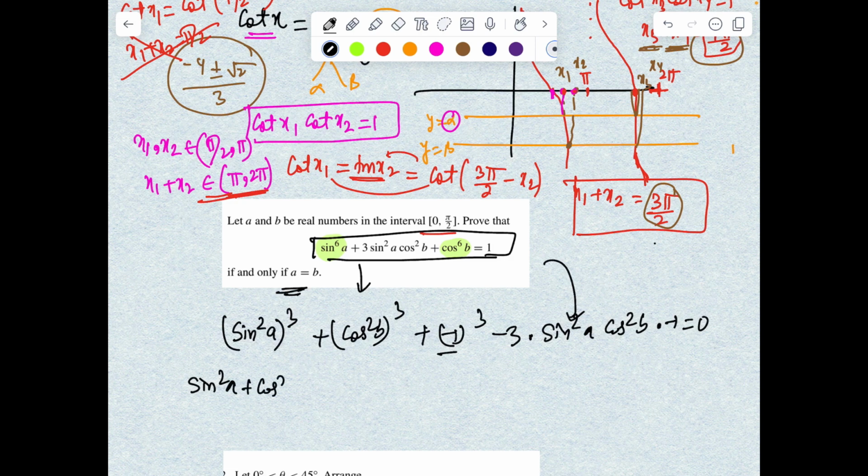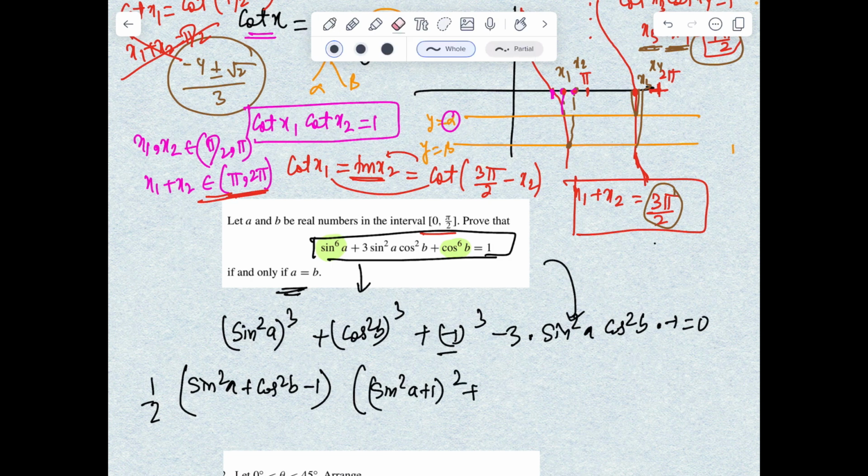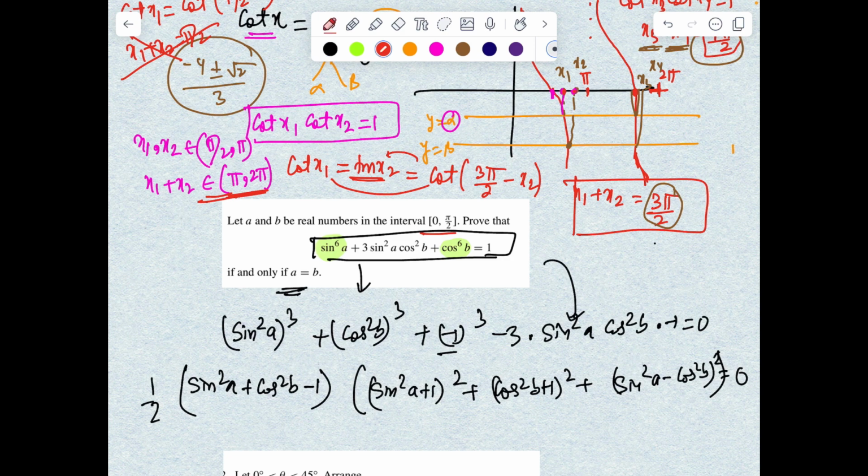So (sin²a·a plus cos²a·b minus 1), and half times I can write (a minus b) whole square, (b minus c) whole square, and (c minus a) whole square. So sin²a·a plus a whole square, plus sin²a·b, in fact it's cos²a·b plus 1 whole square, and (sin²a·a minus cos²a·b) whole square equals 0. Now under what condition will this be true? Either this should die or this should die.